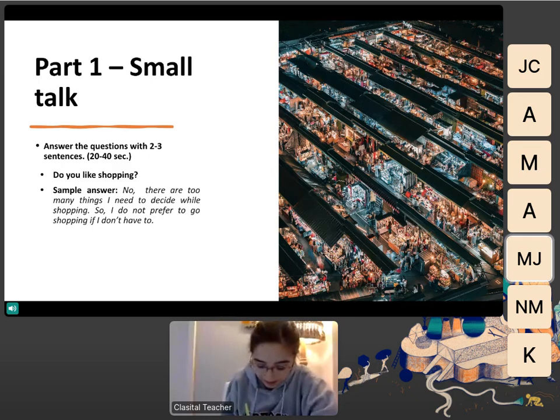Mayur? No, I don't like shopping. There are a lot of things that I need to get done before shopping. And my sister spends a lot on things she does not need. So I tend to stay away from shopping. Okay.